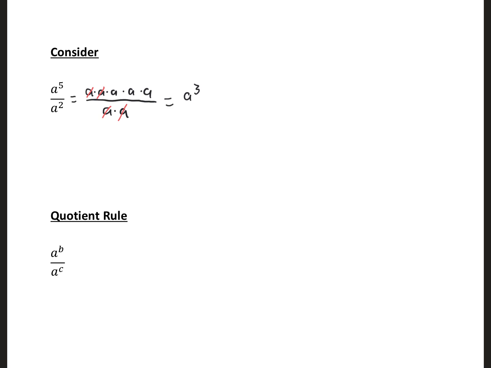This shows the quotient rule, which is that if you have a to a power of b over a to a power of c, the result is a to the b minus c. If we apply that to our original expression now, this would result in a to the 5 minus 2, which is again a cubed.